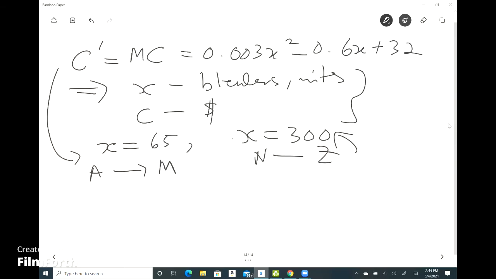Right. At x at 300, the marginal cost is 122. Okay, anybody who get the value of the marginal cost at 65? Okay, 122. Is this correct? Anybody who get a different value? So that's correct. Okay, the 65. Anybody get the value yet?